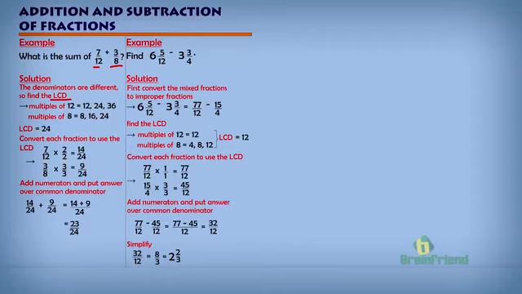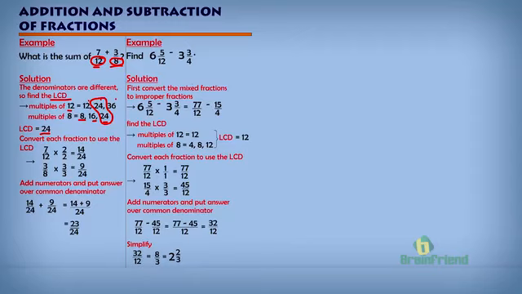To do that, we take the first denominator here, which is 12, and we find the multiples of 12. We have 12, 24, 36. Multiples of 8 we will also find to be 8, 16, and 24. 24 is common between both multiples. So let's say our LCD or the LCM, which we use interchangeably, is 24.